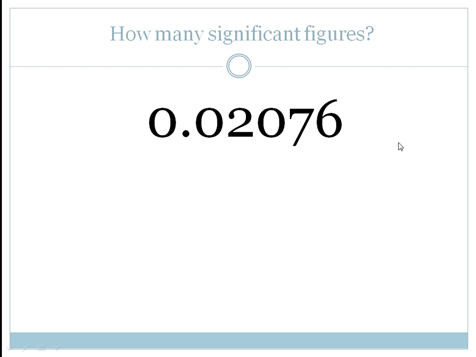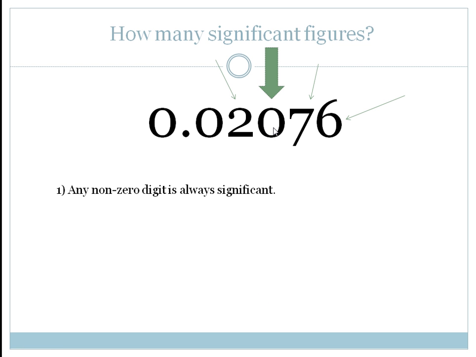Alright, same thing, but now I've added a few digits. Now we have a total of 1, 2, 3, 4, 5, 6 digits. Rule 1, any non-zero digits, so that takes care of the 2, the 7, the 6. But now I got zeros located in different places. So let's look at this first 0 here. And we just said that the 0, if the 0 is in the middle, rule 2 says it's significant. So these 4 are significant.